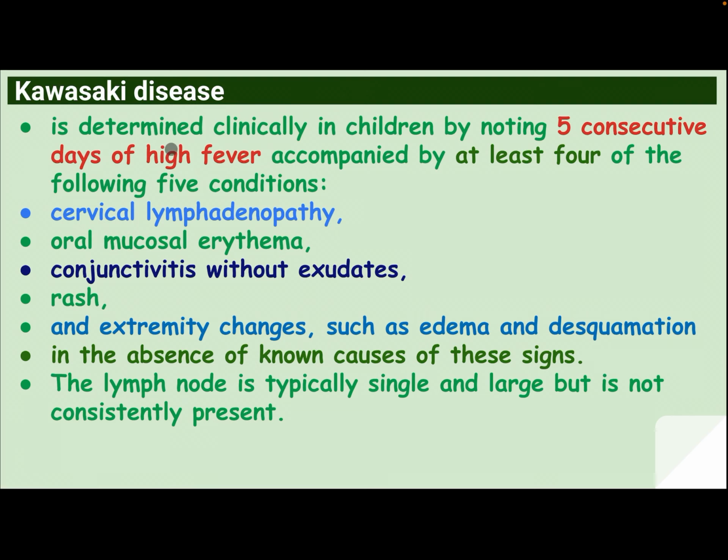Kawasaki disease is determined clinically in children by noting 5 continuous days of high fever accompanied by at least 4 of the following 5 conditions: cervical lymphadenopathy, oral mucosal erythema, conjunctivitis without exudate, rash, and extremity changes such as edema and desquamation, in the absence of a known cause of these signs. The lymph node is typically single and large but not consistently present.